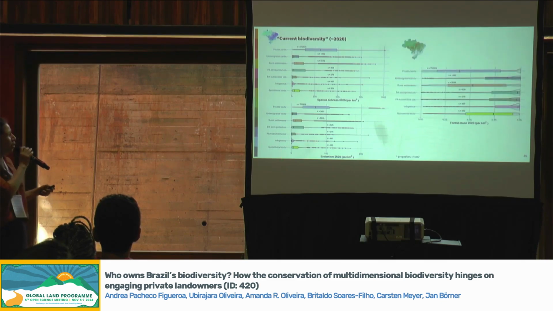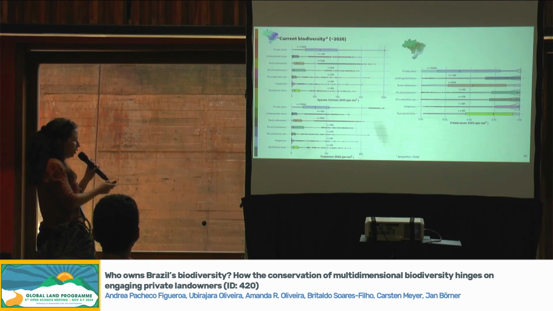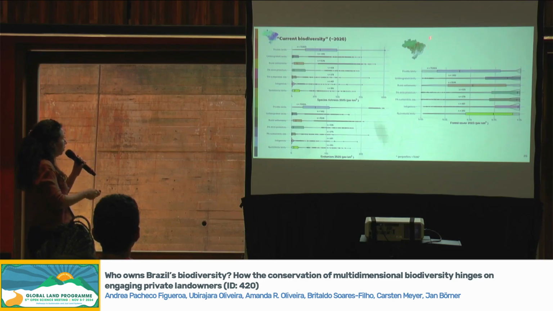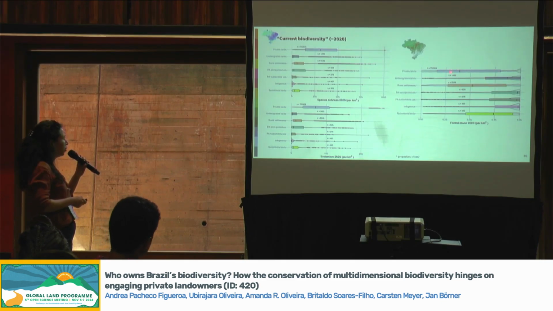And then again, when we compare this with current forest cover, which is essentially everything that's in green, while we have a pretty high forest cover in all these conservation lands of protected areas and indigenous lands, close on average to 100% forest cover, this is much lower, on average from like 30% to 50%, in these private lands, in rural settlements, followed by undesignated lands and quilombola lands.